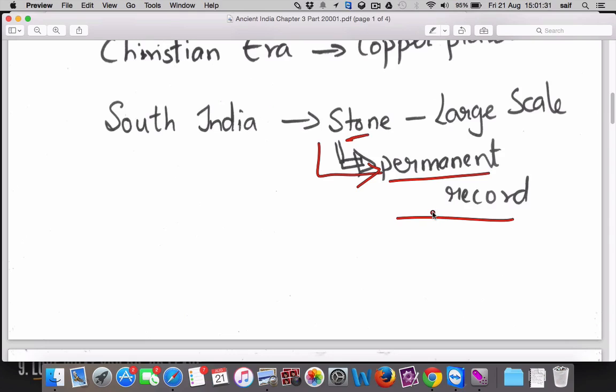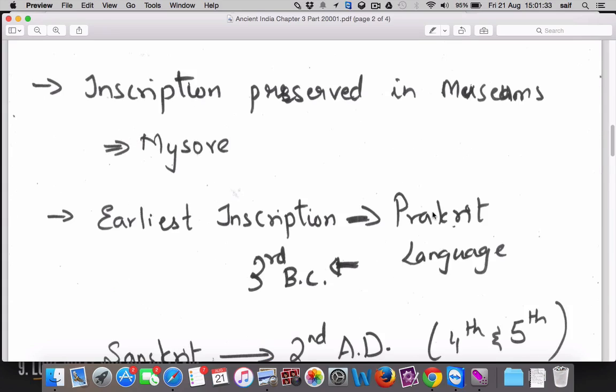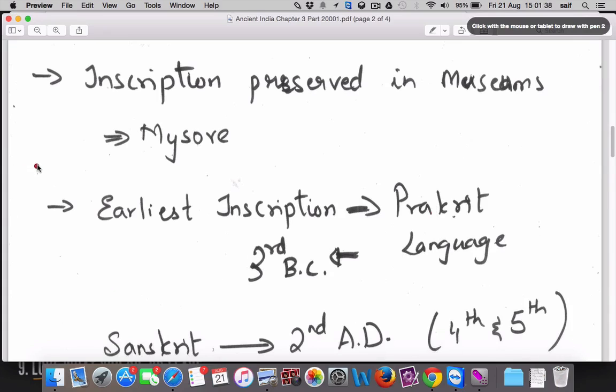Now let's go to the next point. Like coins, inscriptions are also preserved in museums. As you know, in the prior chapter we saw how coins were mostly in the British Library in the UK, and the catalog is present in Calcutta. At the time of colonialism, the British Empire successfully transferred those coins to the United Kingdom, but some of the inscriptions are still present in the Museum of Mysore.